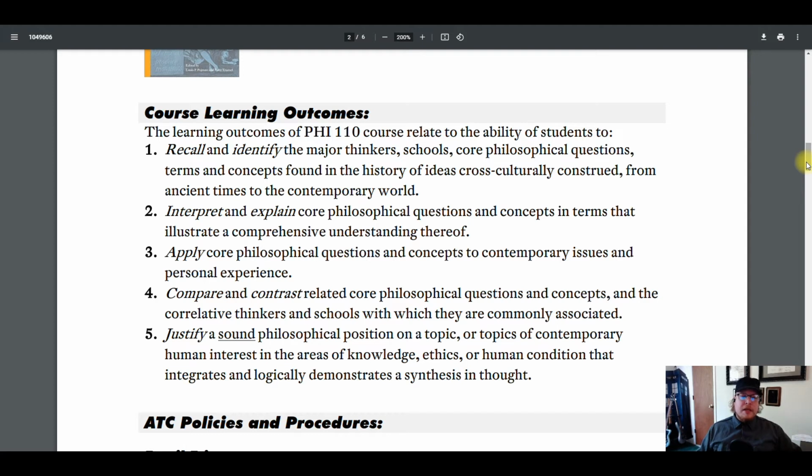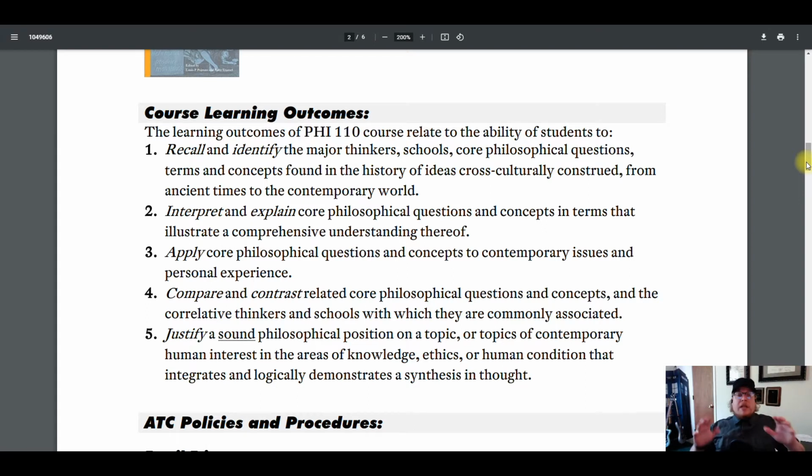Not yet, but as we get through things, we'll do this gradually throughout the semester, be able to recall and identify those things. Two, interpret and explain core philosophical questions and concepts in terms that illustrate a comprehensive understanding thereof. A comprehensive understanding for an introductory course. I'm not expecting anybody to have a PhD in ethics as we're going through this course, but be able to at least say, okay, this is how utilitarianism was explained to me in class, here's what utilitarianism is, and maybe here's some problems with that.